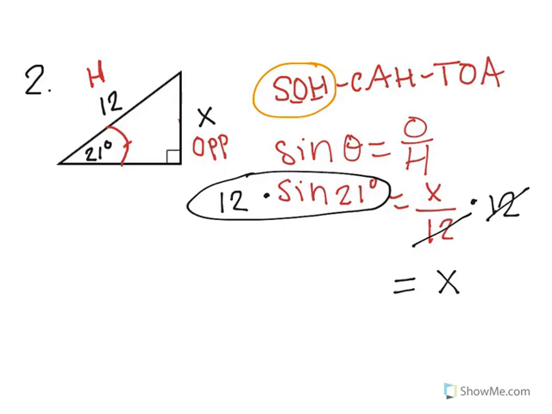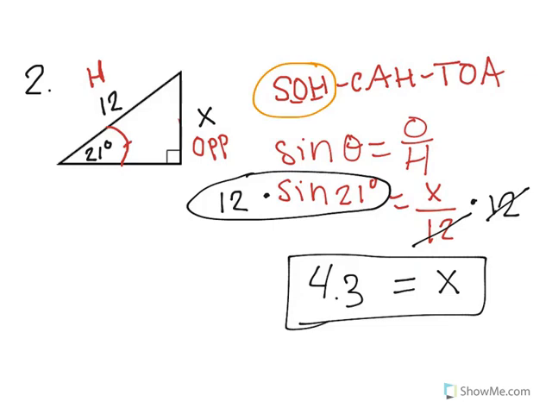So you do 12 times sine. There should be a SIN button. It should be two buttons above 7 if that helps you find it on your calculator. Of 21 degrees, so put 21 in parentheses, and you should get 4.3. So that side here is 4.3 units in length.